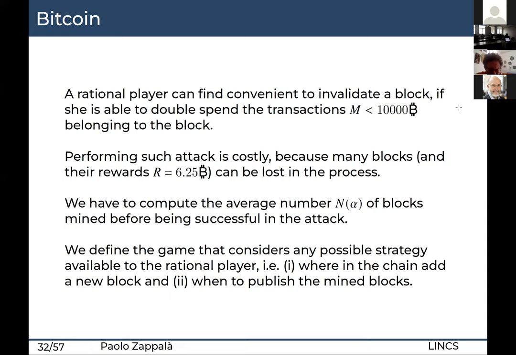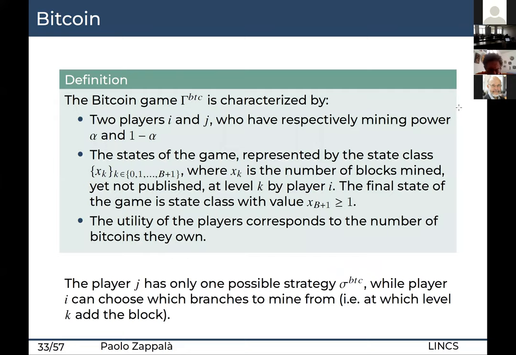The point is, how many blocks do I have to waste in order to revert an attack? We have to compute the optimal strategy, and then compute the maximum average number of blocks, starting from zero, that makes me perform an attack. So as I said before, the rational player has a lot more options, that is where and when to publish an attack. And from that, we can create, as I said before, a game.